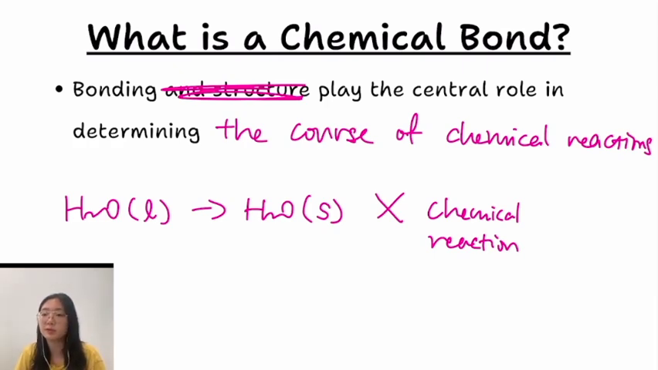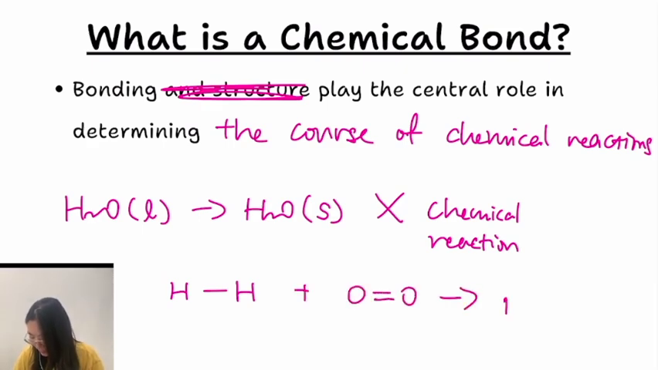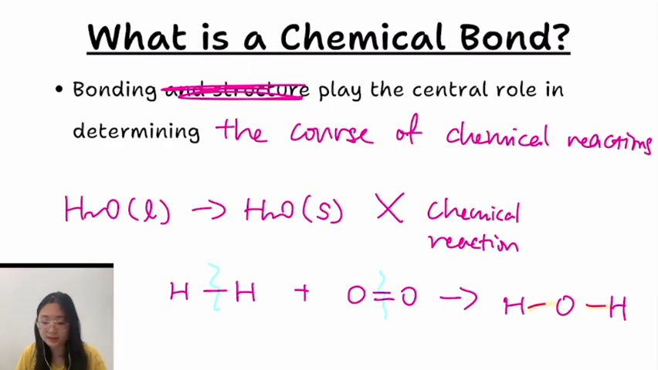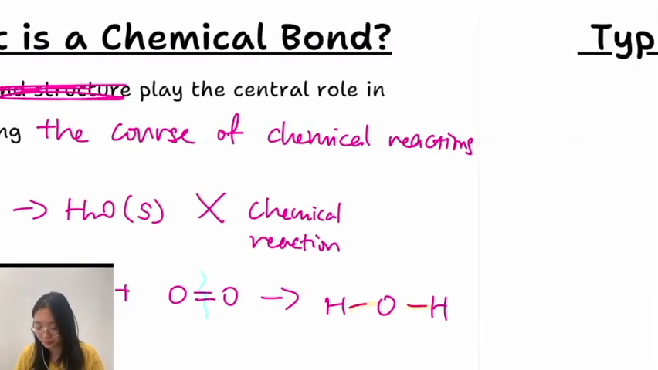So if I want to define something as a chemical reaction, there must be something involved with the formation of new bonds or breaking up of old bonds. So let's say the bond between the two hydrogen atoms breaks, and the bond between the oxygen atoms also breaks, and then new bonds between hydrogen and oxygen form. With old bonds breaking and new bonds forming, this is a type of chemical reaction.